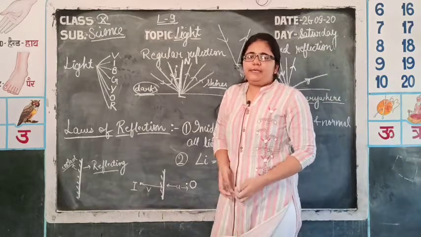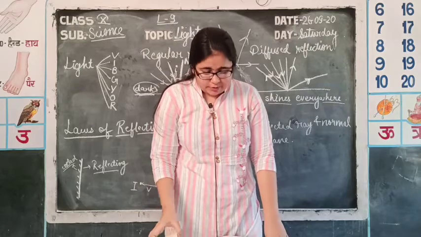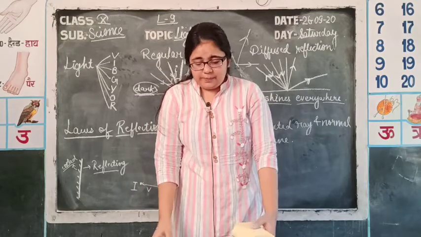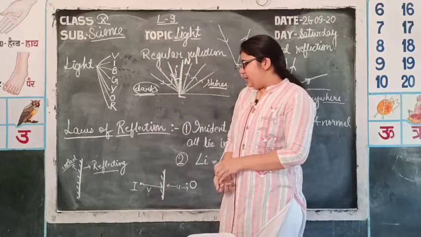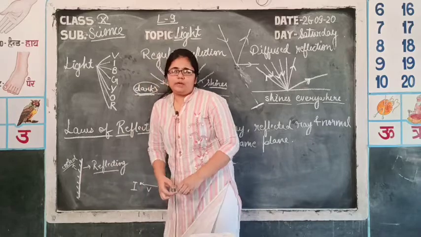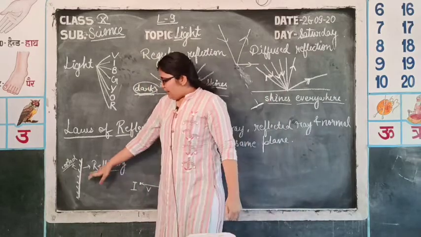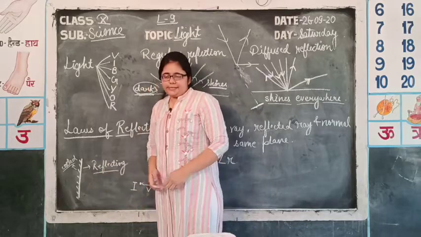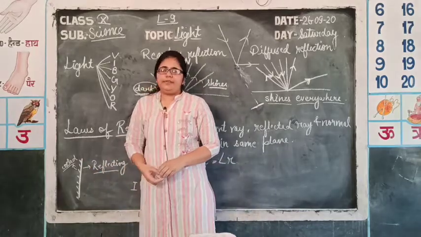So, we have studied the reflection and laws of reflection. Now, we will study the plane mirror. In a plane mirror, the reflecting surface is plane. There is no curve or other shape in it. On one side it is the reflecting surface, and on the other side it is coated with various colors.